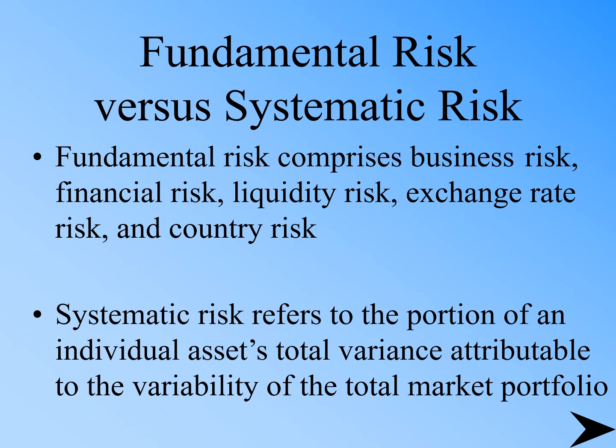And systematic risk refers to the portion of an individual asset's total variance attributable to the variability of the total market portfolio. The difference between the two risks is that fundamental risk is an accounting risk and the systematic risk is a measure of market risk. But there are a lot of empirical studies and they found a significant relationship between the fundamental risk and the systematic risk. So these two risks complement each other.